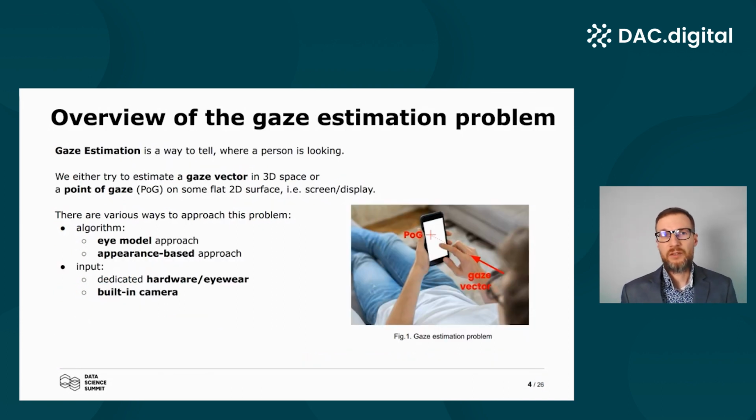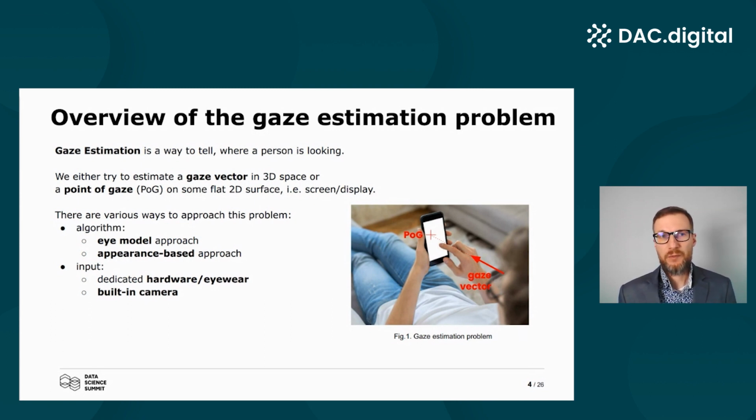Let's start with a definition of the problem. Gaze estimation is generally a way to tell where a person is looking. We either try to estimate a gaze vector in 3D space or a point of gaze on some flat surface, like a screen of a device. There are various ways to approach this problem.